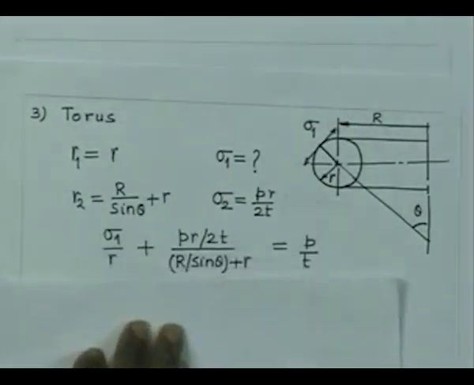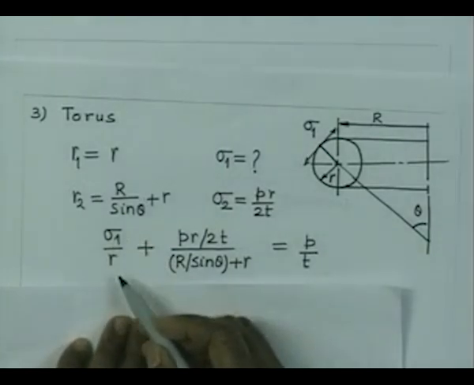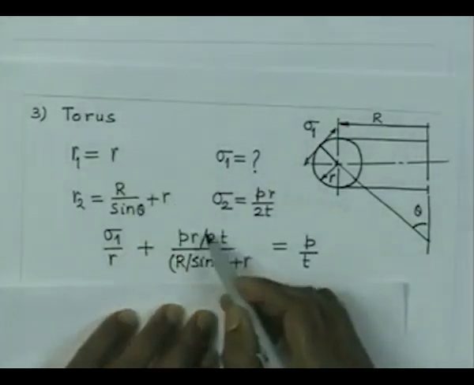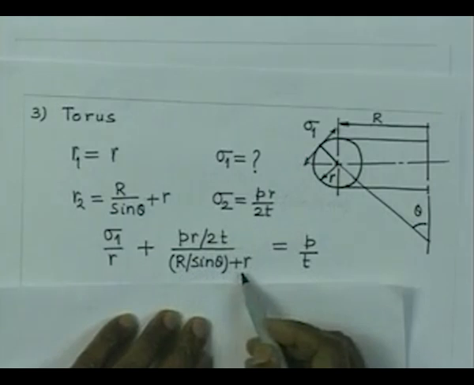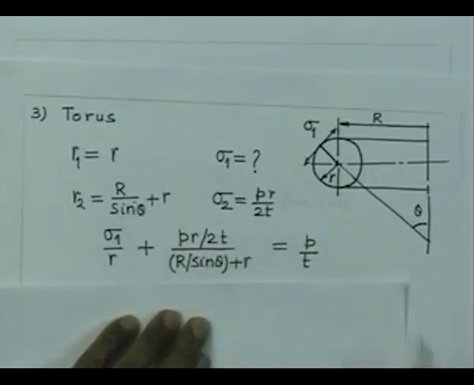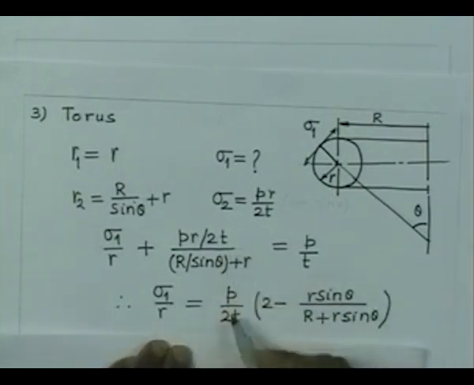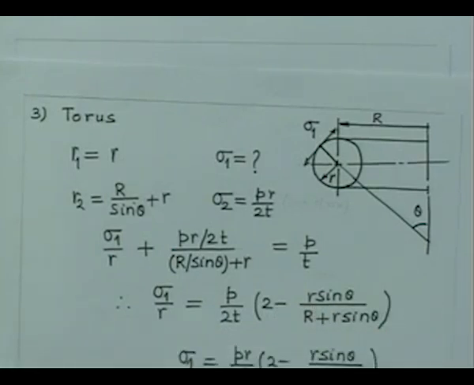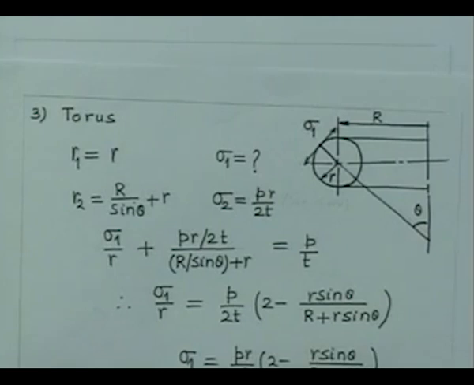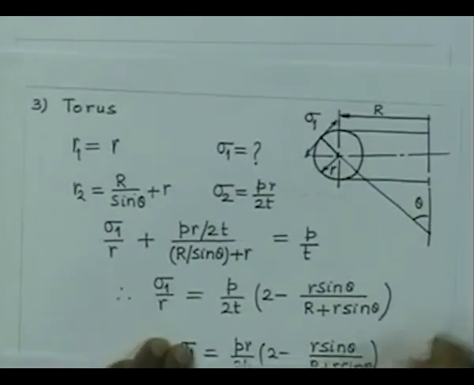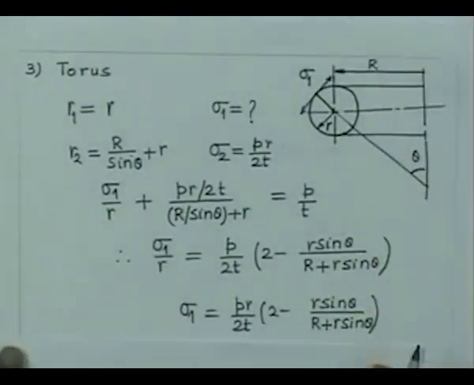So, again if we try to substitute in the formula, sigma 1 by r1 is r, sigma 2 by r2 which is this expression, and that is equal to p by 2, and then you find that sigma 1 by r is equal to p by 2t. If I take it to the other side, it becomes 2 minus r sin theta by r plus sin theta, and therefore, sigma 1 equal to pr by 2t into 2 minus r sin theta by r plus r sin theta. So, this formula can also be derived considering the general membrane theory.